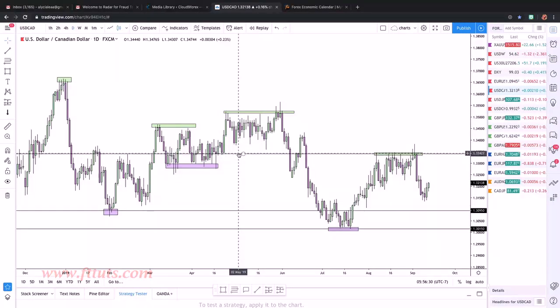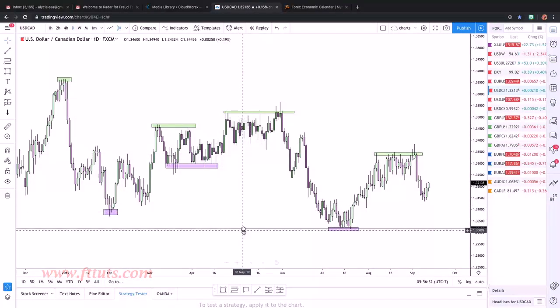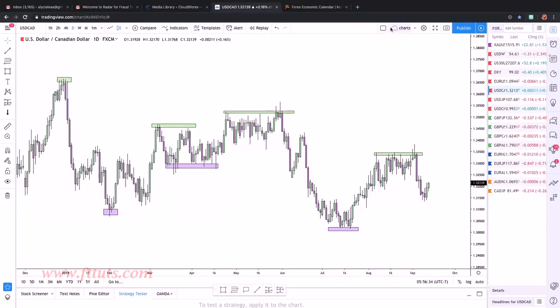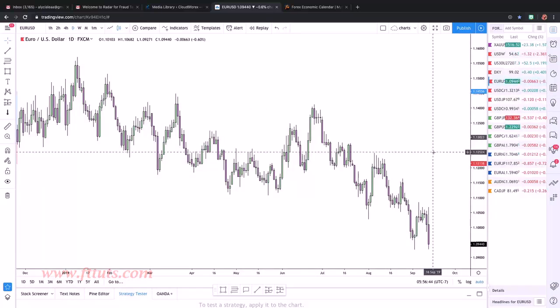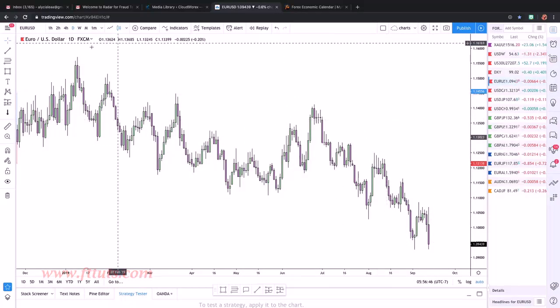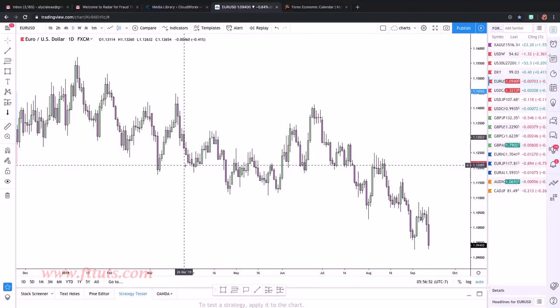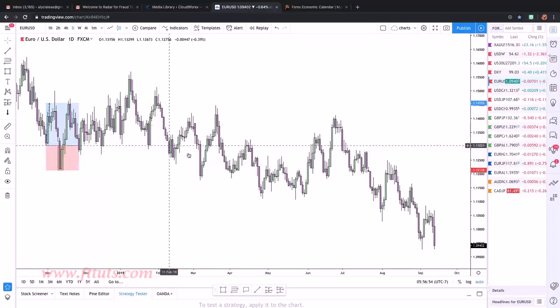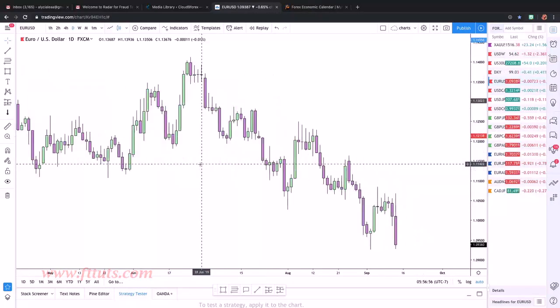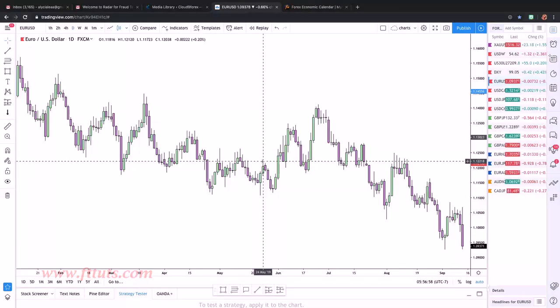Okay, so now we're going to go to a different chart. And after you're done with the chart, you can save it. So we're going to go to Euro USD. So same thing. Euro USD has kind of been crazy lately.